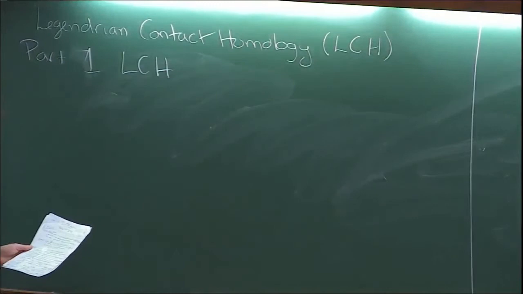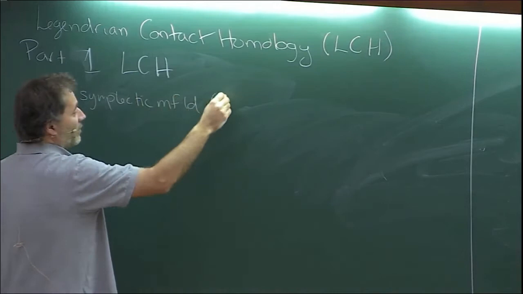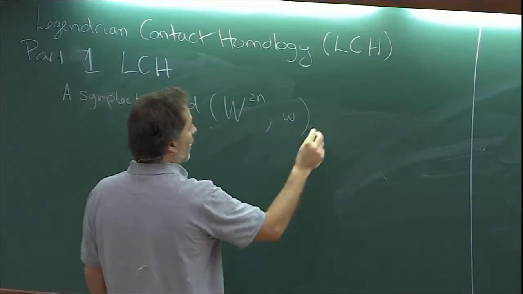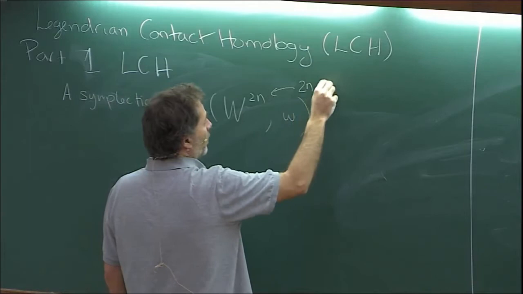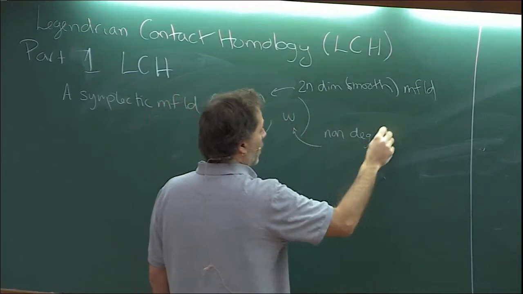All right, so for us, I'm usually going to denote a symplectic manifold. So this is a pair W, which is 2n dimensional, and omega, that's our symplectic form. So this is a 2n dimensional smooth manifold, everything's smooth here, and omega is a non-degenerate closed 2 form.